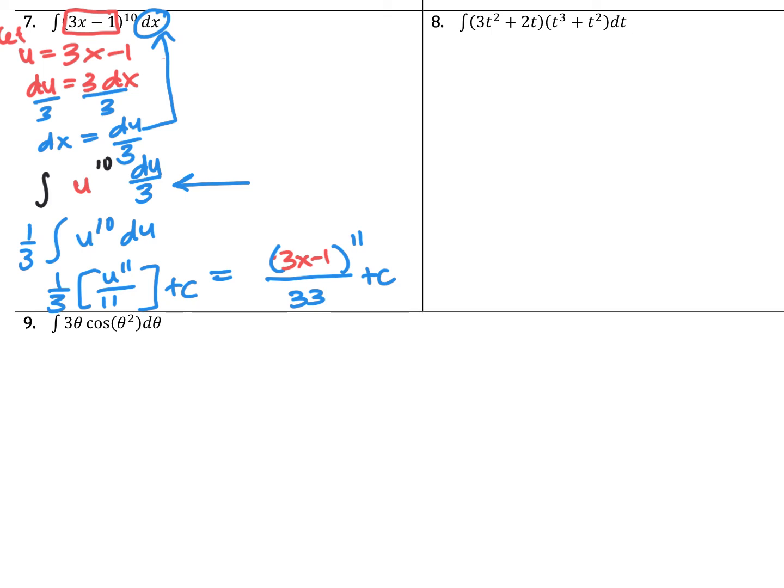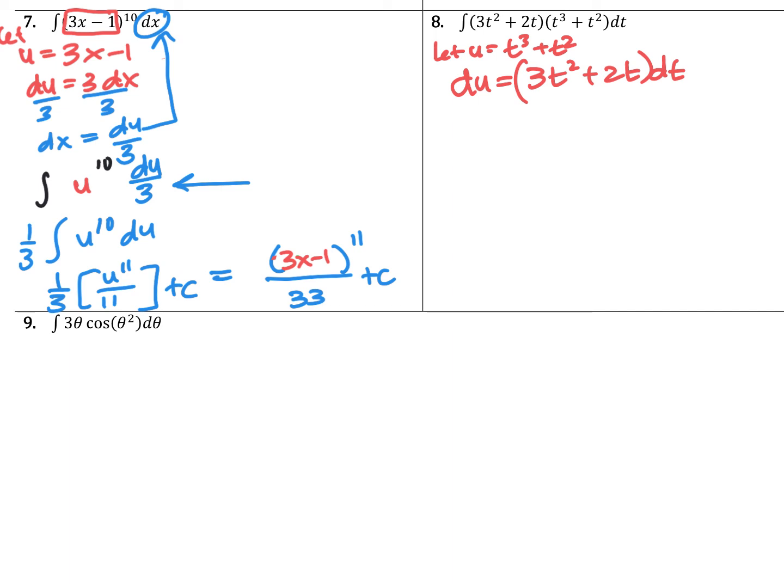Now, number 8 looks crazy because there's 2 inside functions. So what I want you to look at is which one has higher exponents. So there's definitely 2 inside functions. There's an inside function here. There's an inside function here. But if you look carefully, this is to the 3rd power, to the 2nd power, and this is smaller, to the 2nd power, to the 1st power. So let's see what happens if we let u equal t to the 3rd plus t squared. Then du is going to be 3t squared plus 2t dt.